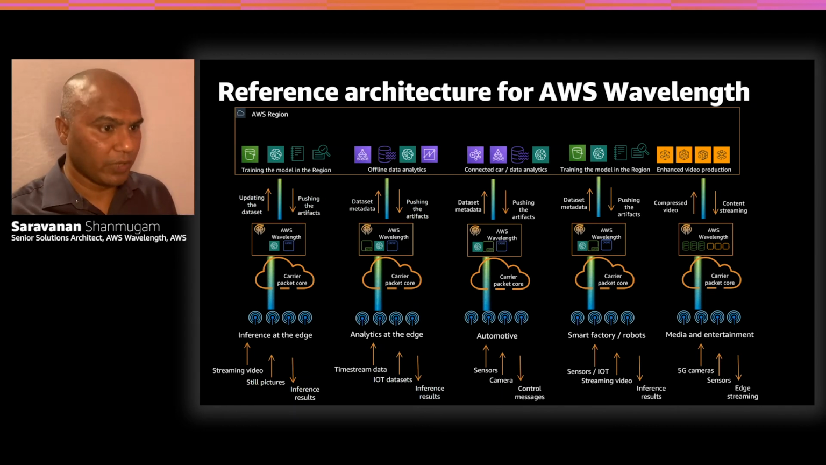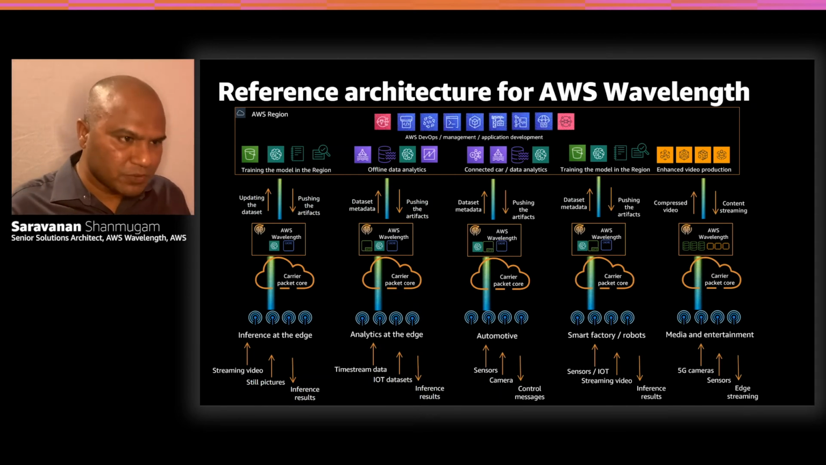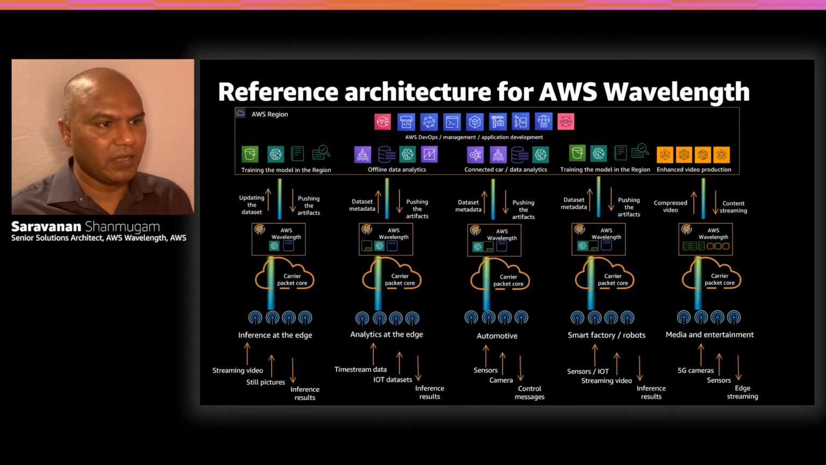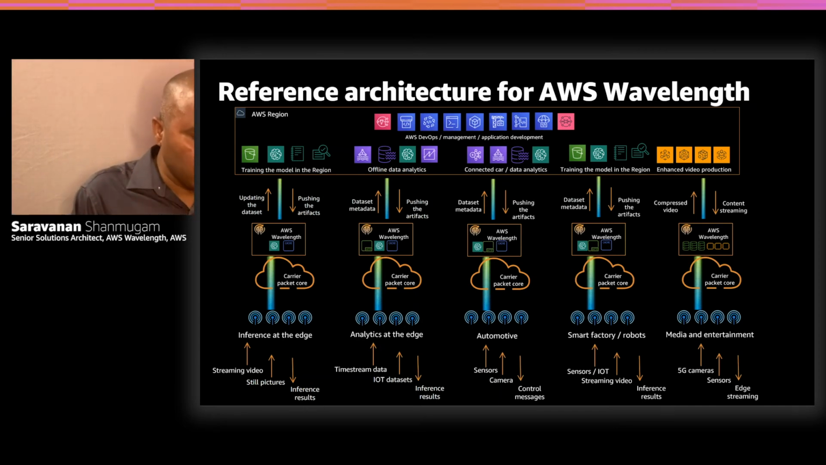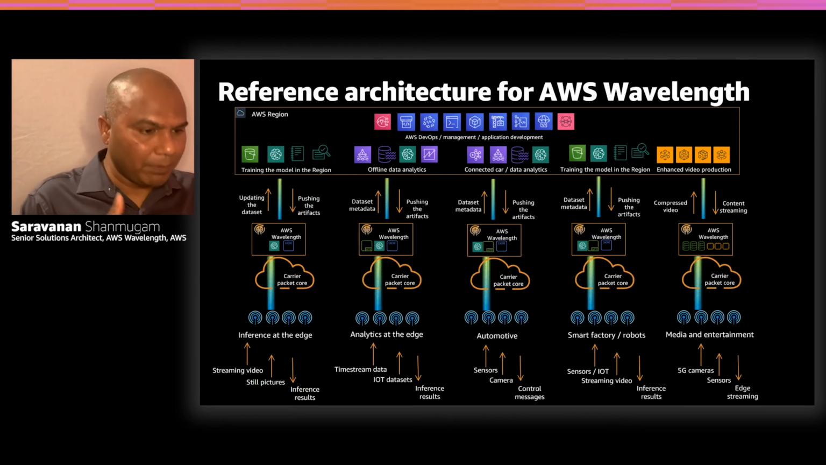Okay, and obviously you can leverage all the DevOps tools and management tools and application development tools, CloudWatch metrics and CloudTrail. All those things are still available, right? It doesn't mean that since there are only 4 services available, you can't do CloudWatch. Absolutely not, right? So CloudWatch is a region level service which is still applicable for all the instances and all the applications which are running inside the wavelength zone.